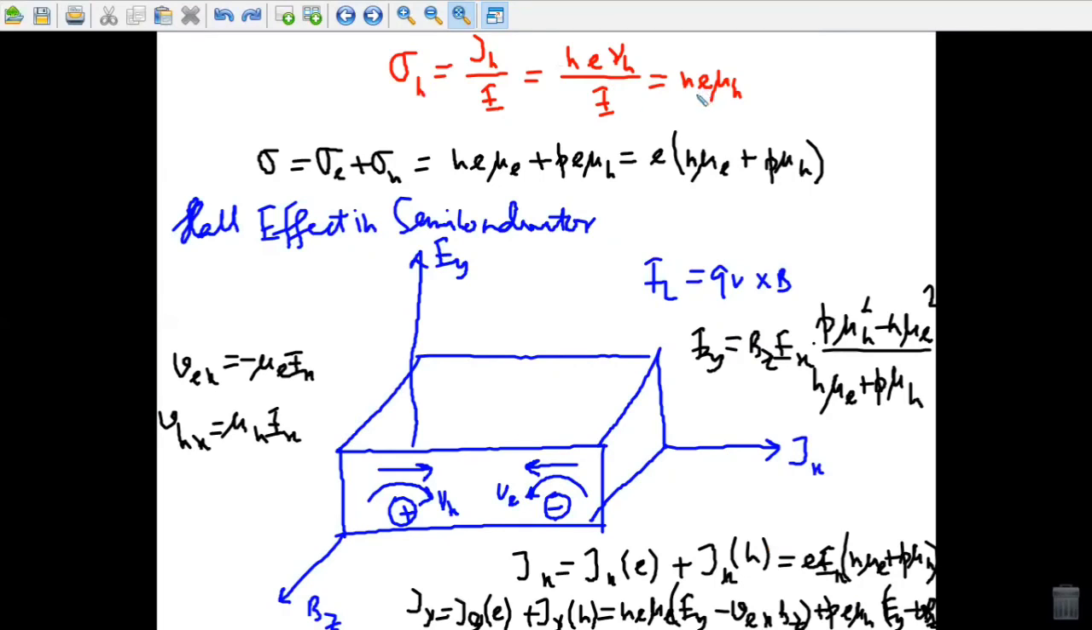Since the electrons and holes have opposite charges, the current due to both is in the same direction, and hence the conductivities are additive. Therefore, our total conductivity is nothing but the conductivity for electrons plus the conductivity for holes, which is Ne mu E plus Pe mu H. Taking common the charge of the electron, which is the same for holes, we get e times N, the density times the mobility of electrons, plus the density of holes, P, times the mobility of holes.